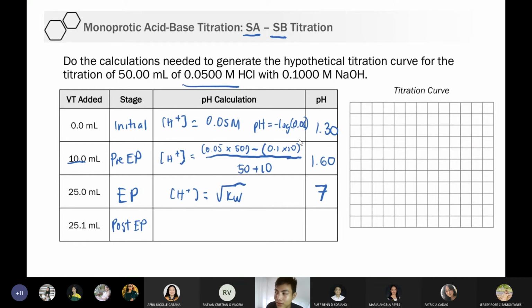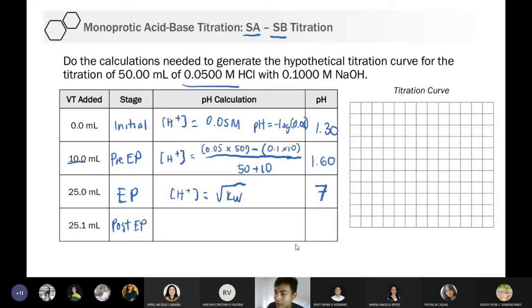Okay? So, yun. So, hindi ko na ipapa-convert yung ml to liters. Kasi una, sayang yung oras. No? Okay, so, dire-diretso na. Just take note that M, molarity, times ml is millimole. And if you divide millimoles by ml, you get molarity. Okay. So, conversion is not necessary na. Okay na yung ml lang. Okay. So, yan.